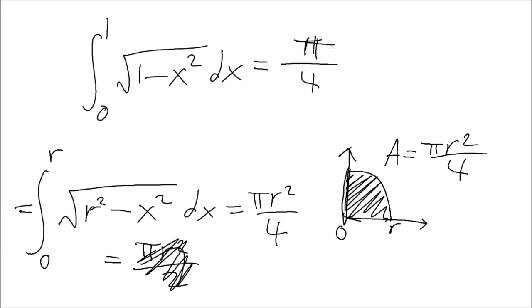Okay? So that would be our answer. It's the area of 1/4 of a circle with a radius of 1. Okay, this is just pi over 4. Right. So same case here.